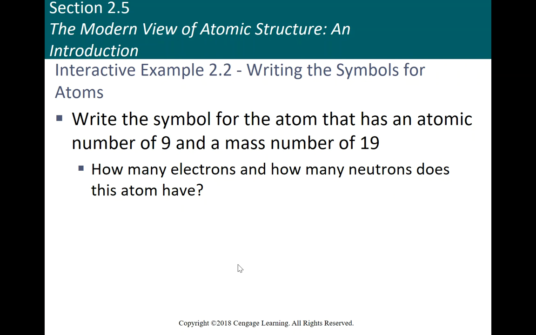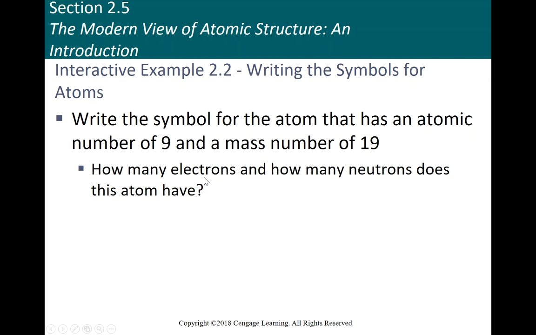So if you're talking about an atomic number of 9, you're talking about the element fluorine. And so you know it has an F as its letter, and it gives you the atomic number and it gives you the mass number. And so you would write an F. To the left of that, you would have a 19 over a 9.